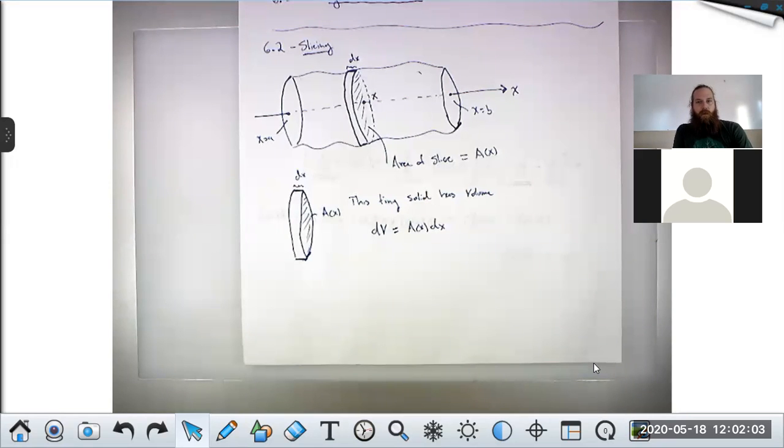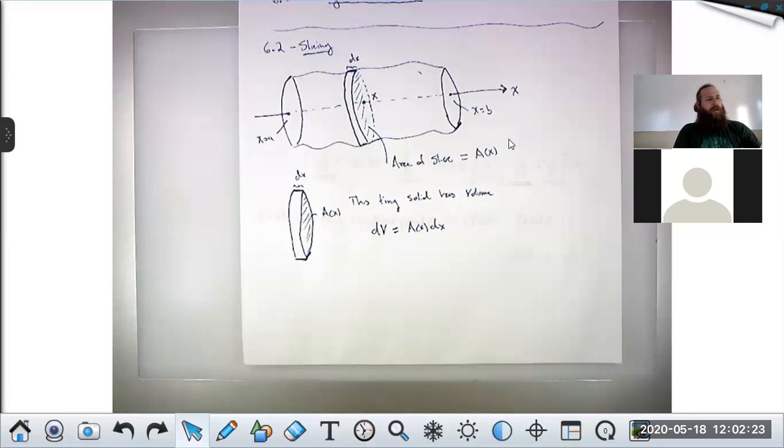Yeah, like a cucumber slice. Yep, exactly. So if you were to take a cucumber and slice it into a bunch of little slices, each one of those little slices you could find the volume of by taking the area of that cross section and multiplying by the thickness. Then when you add up all of those little volumes, you get the whole volume. The integral is what's going to do the adding up.